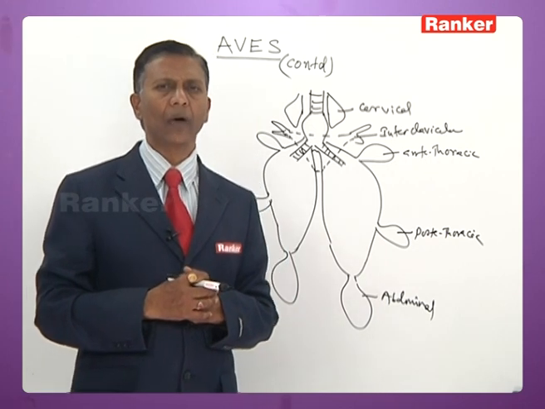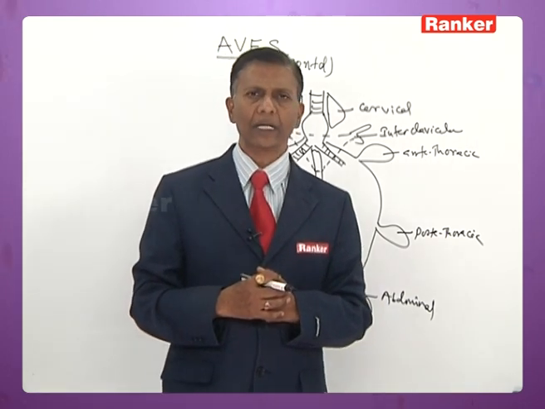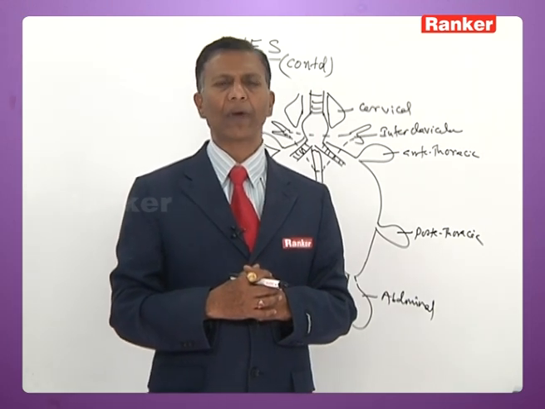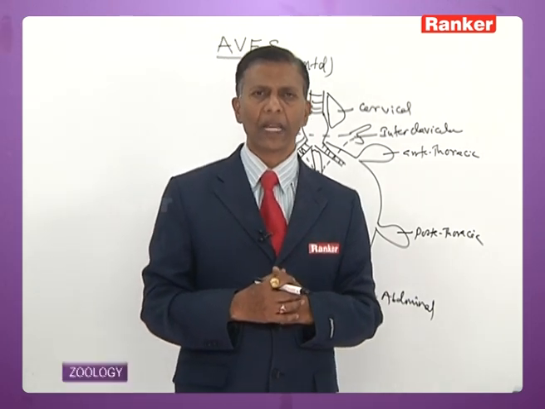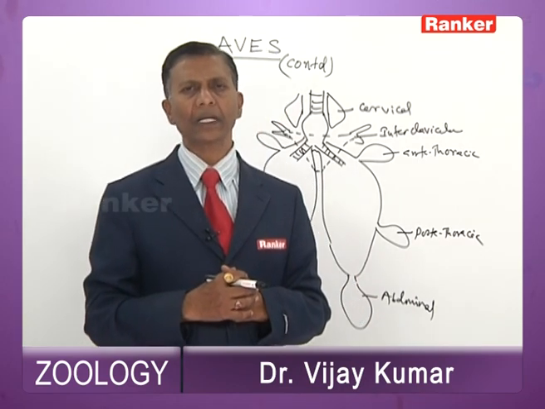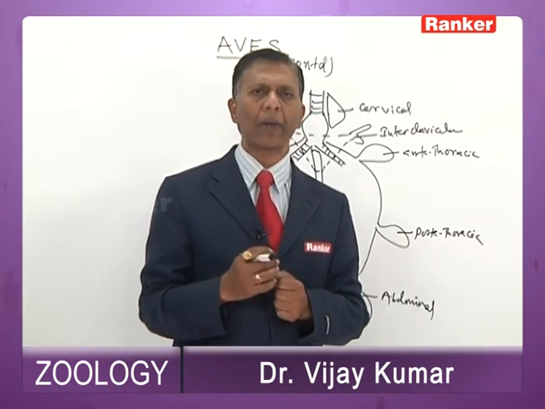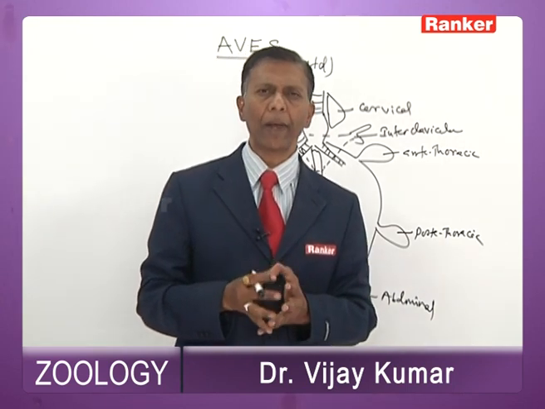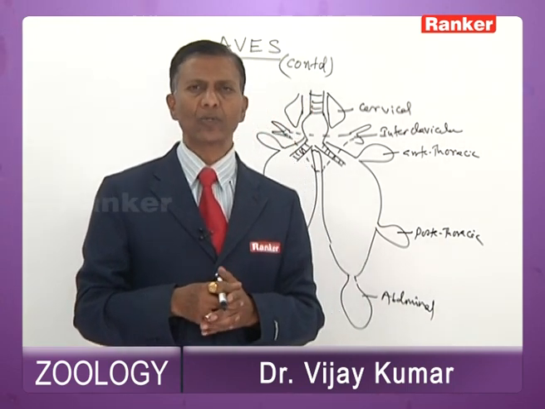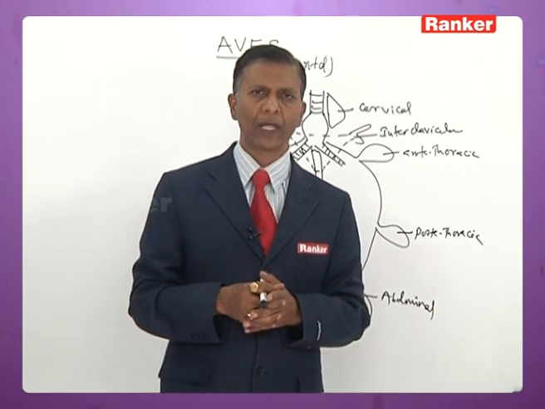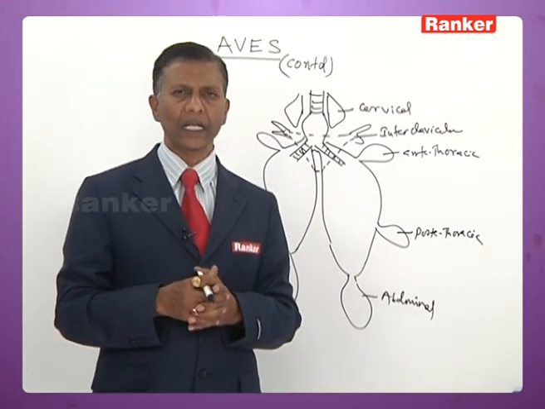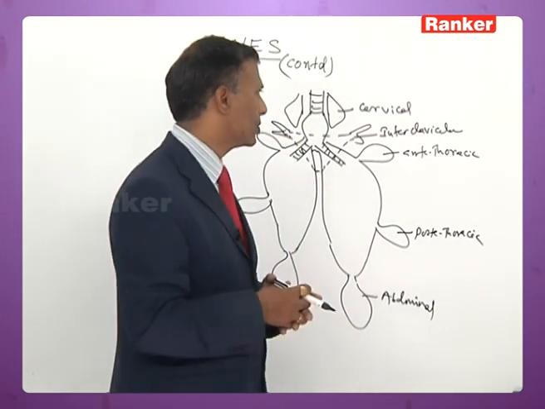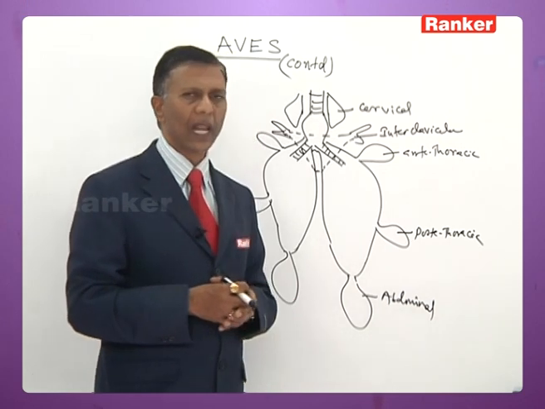In the lungs, alveoli are absent. The minute air capillaries, called parabronchi, substitute the functions of alveoli and are responsible for absorption of oxygen from the inhaled air. So these are the modifications in the lungs of birds.